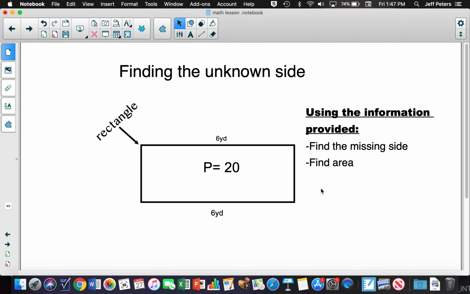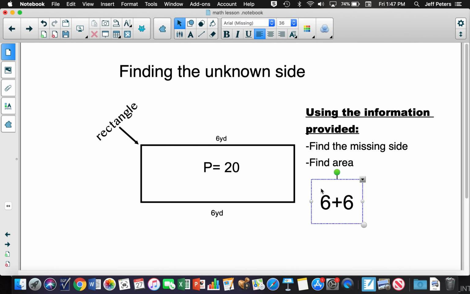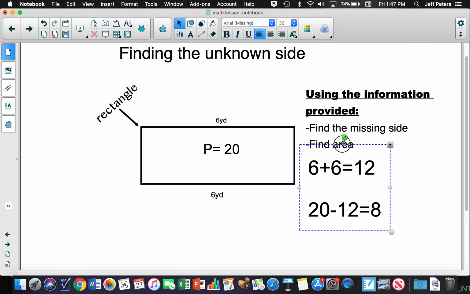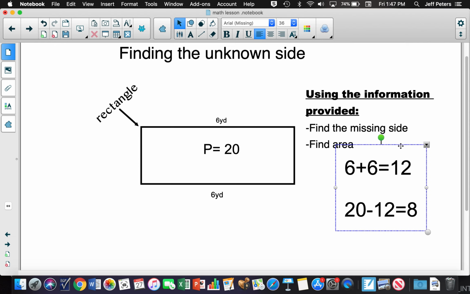Now we can go ahead and come off to the side and add our 6 plus 6 and get 12. And if we know that our entire perimeter is 20, that means we're going to subtract our 12 and get a missing length of 8. But just as we said in the last problem, there's 2 missing sides here.